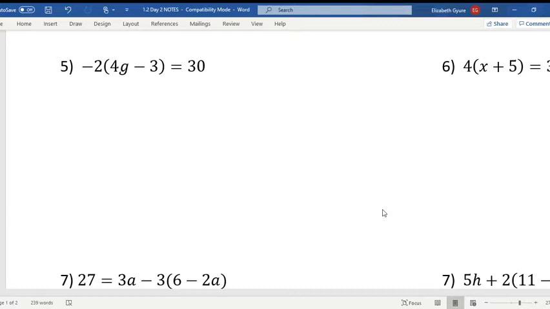So what I would do instead, anytime you see a number outside of parentheses, what are you going to do with it? Distribute it. You're going to multiply. So we're going to distribute our -2 to everything in our parentheses.